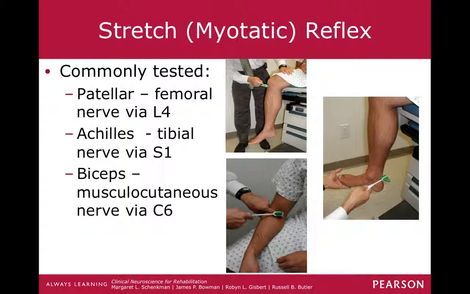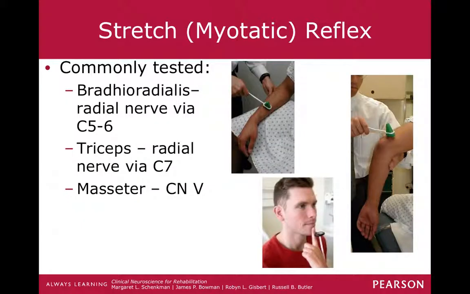Commonly tested are the patellar tendon reflex, which is the femoral nerve via L4, the Achilles tendon reflex via the tibial nerve via S1, the biceps reflex, which involves the musculocutaneous nerve via C6. Also commonly tested are the brachioradialis via the radial nerve via C5, C6, triceps, which is radial nerve also via C7, and the masseter, which is using cranial nerve 5.